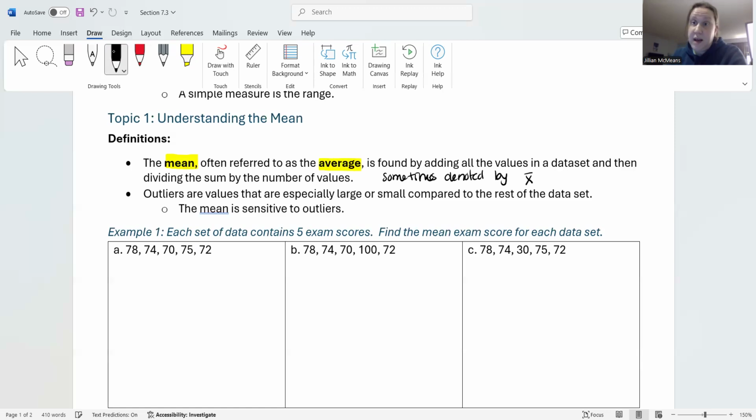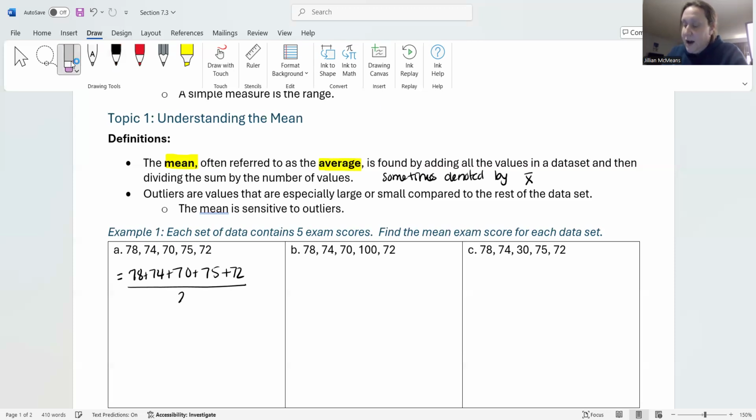If you were to take an actual statistics class, or even quantitative literacy, you would potentially see this called X bar. We're just going to say the mean is going to be just whatever. We could call it X, we could call it M, we can call it whatever we want. We're not going to get too fancy here. Now, what we need to do is add up all of our data items. So we get 78 plus 74 plus 70 plus 75 plus 72.